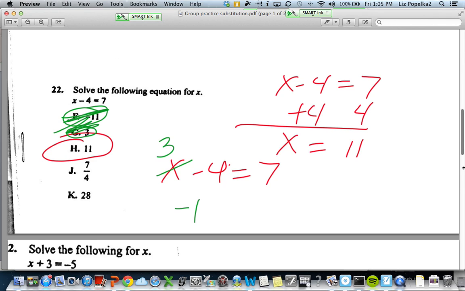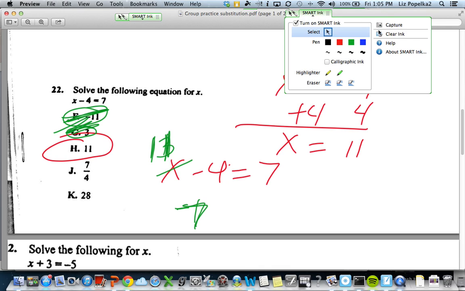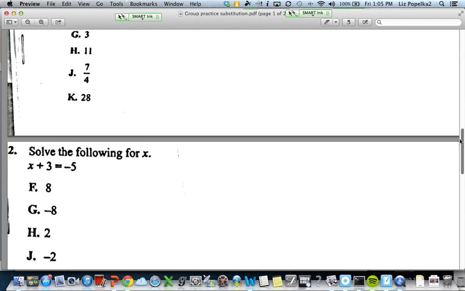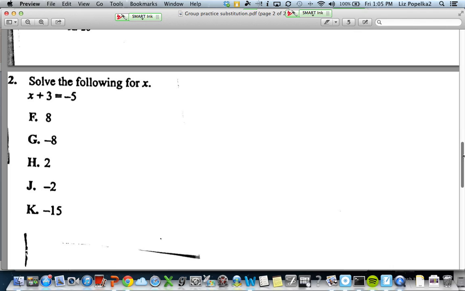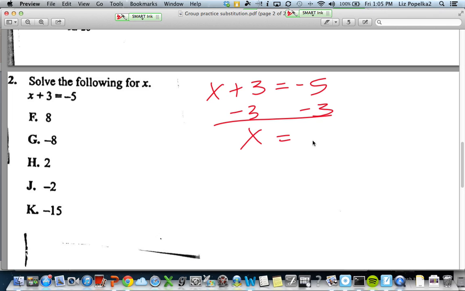But then, of course, I probably would have tried my next option, which was 11. 11 minus 4 is, in fact, that 7 that I'm looking for. So that's another reason through substitution that I know that answer is correct. 23, same idea. A lot of us probably already know we could subtract 3 from both sides. That'll get us x is equal to negative 8.